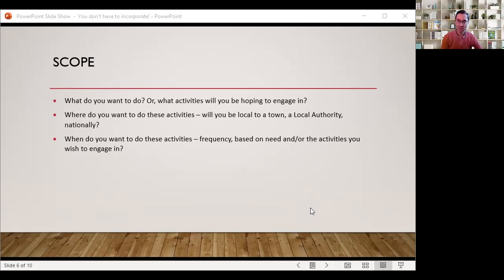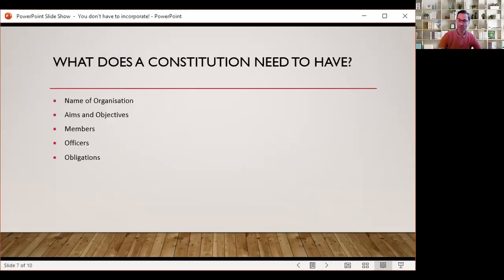They can be simple, running to a couple of pages, or incredibly complicated at 30 pages plus. Much of this will depend on the size and scope of the organization. A simple club containing a handful of people and doing a single specific activity, for example, doesn't need a huge 10-page constitution when 2 pages will be fine. So what does a constitution need to have?